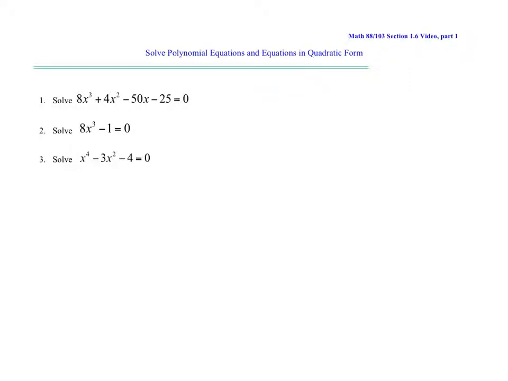All right, we're going to look at polynomial equations and equations in quadratic form. In this equation, I do not have a quadratic because there's an x cubed term and I have 1, 2, 3, 4 terms, so I can't use the quadratic formula. What I'm going to try instead is to factor by grouping.